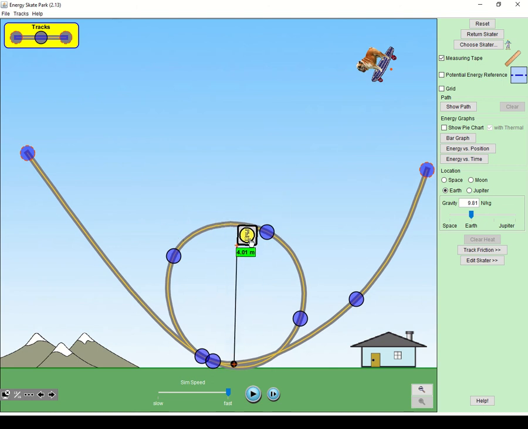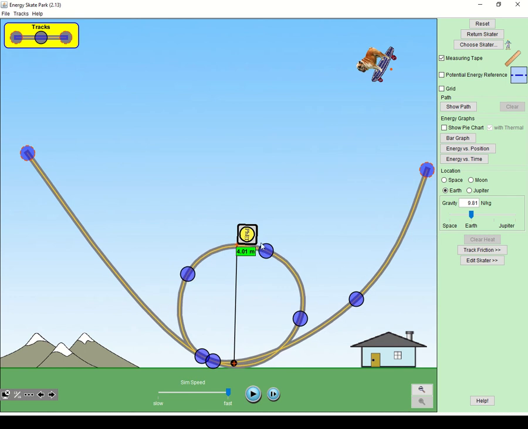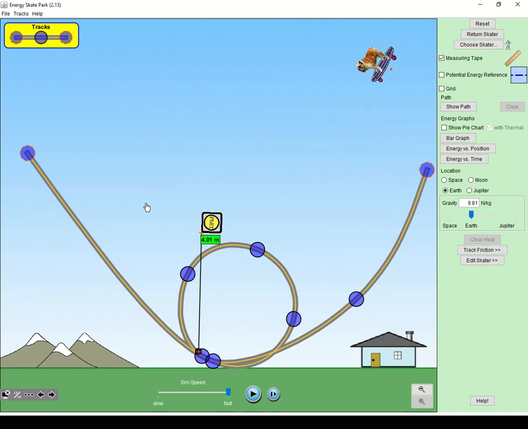There we go. That's a little bit bigger than 4 meters. Try to make it as circular as possible. There we go. So there's our 4-meter loop. We're starting from a height of 7 meters. What will his apparent weight be at the top of the loop?